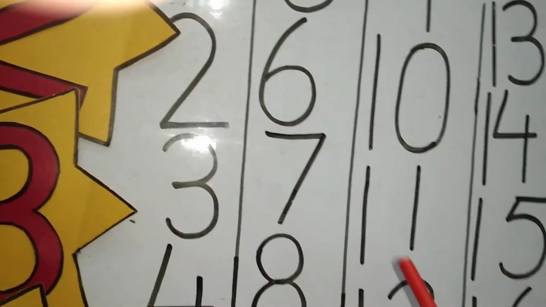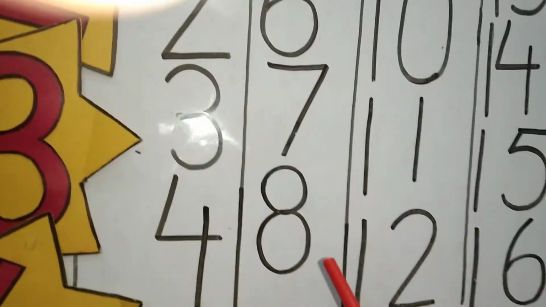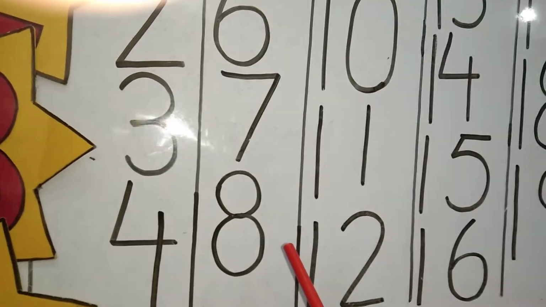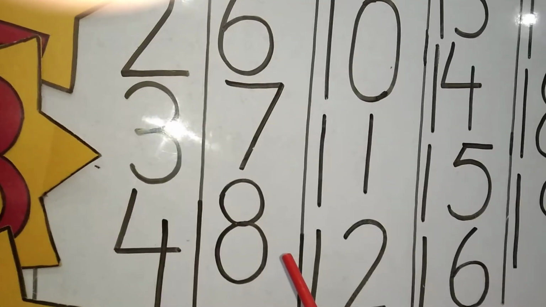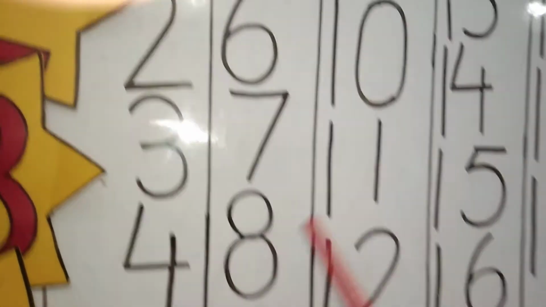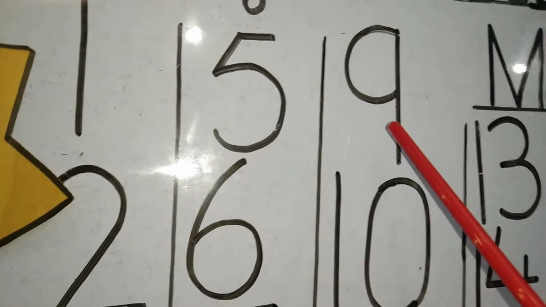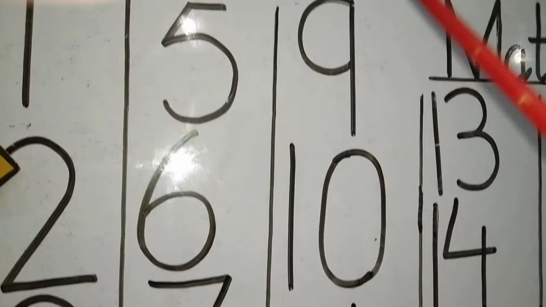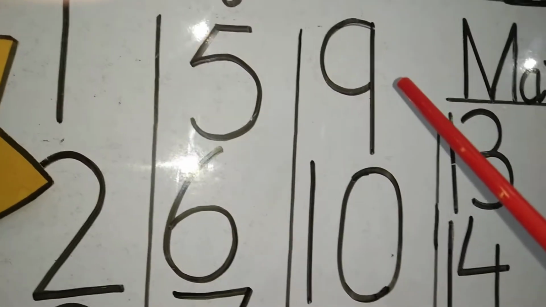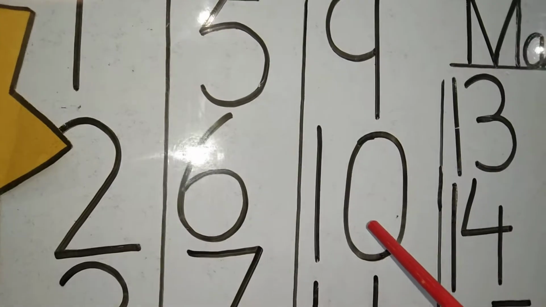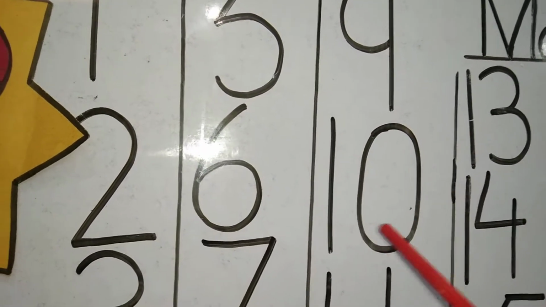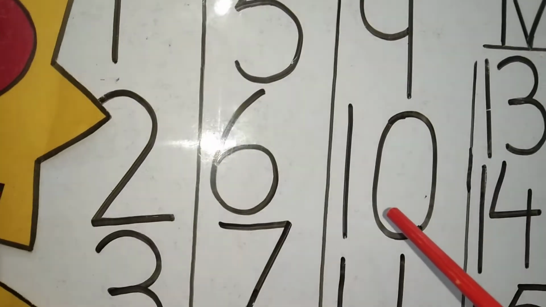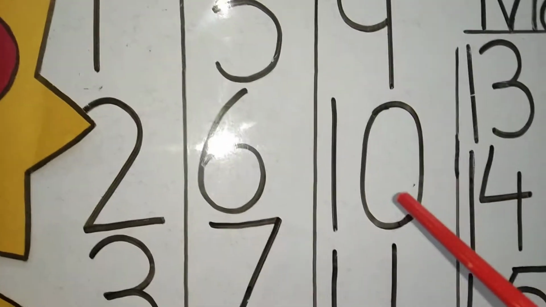Okay, and tell me what comes after 7? Number 8. Which number is this? Number 8. And what comes after 8? Number 9. And what comes after 9? 10. 1 and 0 makes number 10.